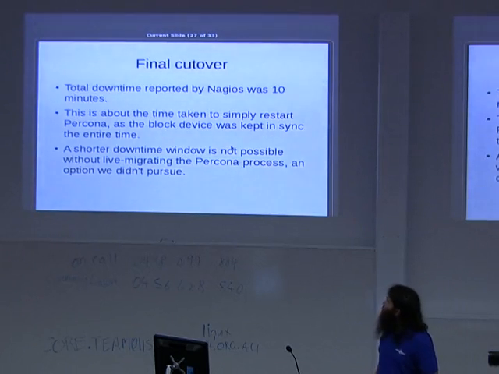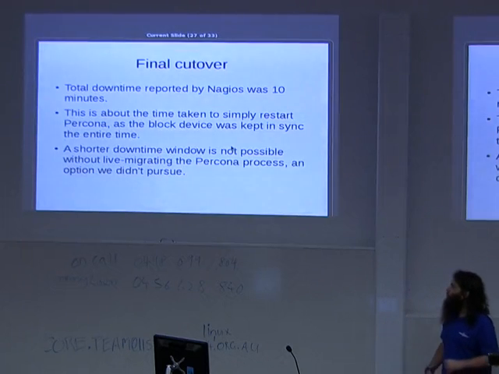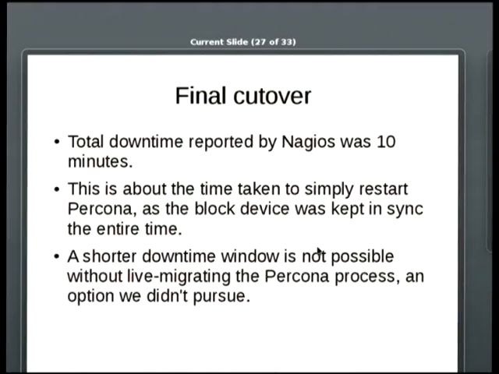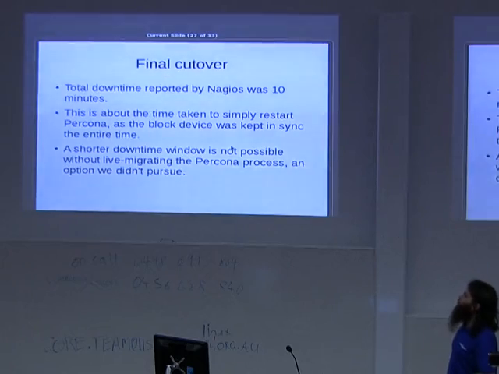The total downtime Nagios reported for this procedure was 10 minutes. That is basically the time taken to restart Percona with a data set that's huge. Because we kept the block device in sync the entire time, there was no final sync in the end. We stopped Percona, unmounted the file system, mounted up the file system, and started it up again. So it's effectively just a failover between two clusters.